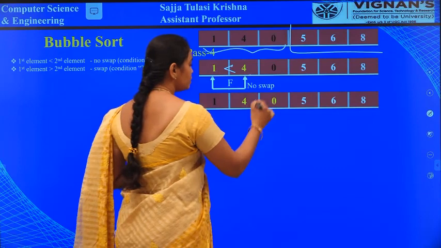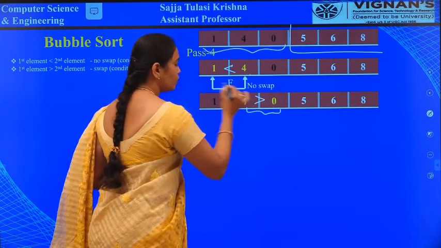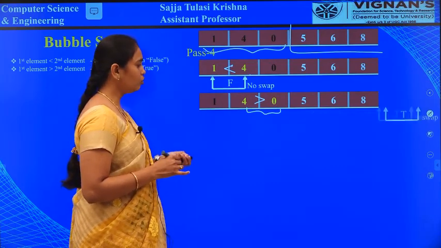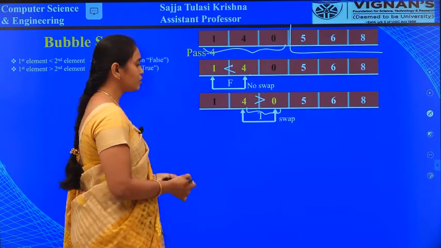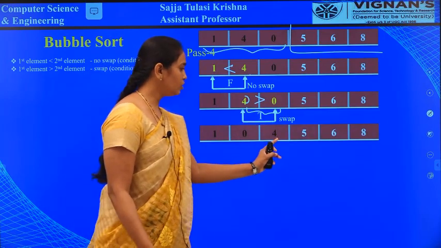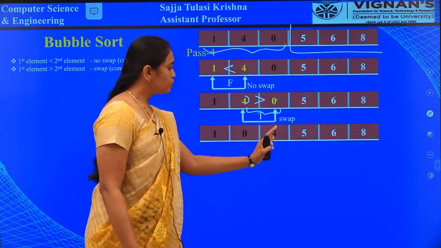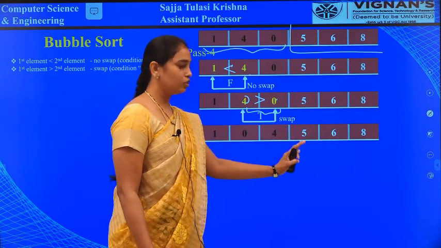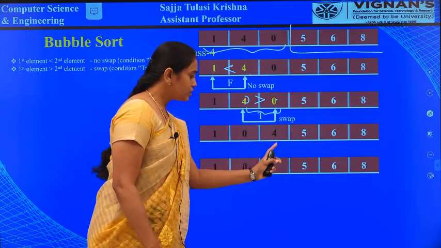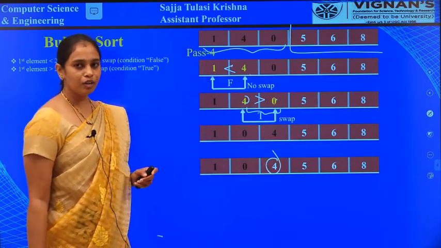Again, the comparison is done with the next two elements: 4 and 0, 4 is greater than 0. So now the condition is true, so we need to swap these two elements. Now the fourth position is filled with 4 and the 0 element is moved forward. Swapping is done. Are there any elements left to compare? No. So now the next largest element is placed in its proper position.